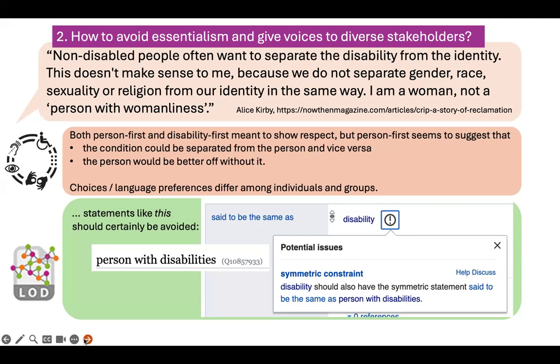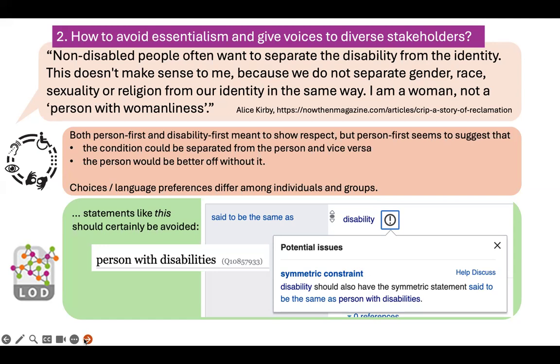Now, choices and language preferences do differ among individuals and groups, whether disabled or non-disabled. But probably things such as person with disabilities said to be the same as disability would be a statement we would all agree on avoided. So we do not want to identify and equate a person with a disability.